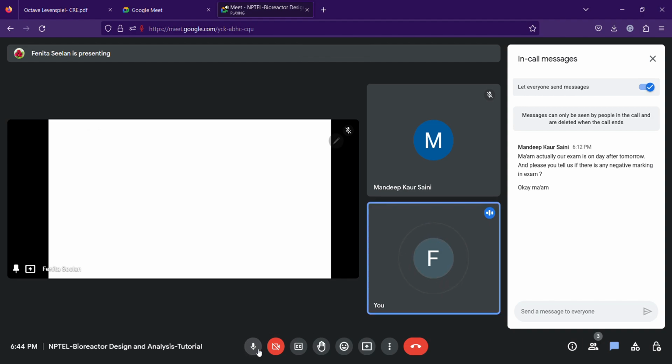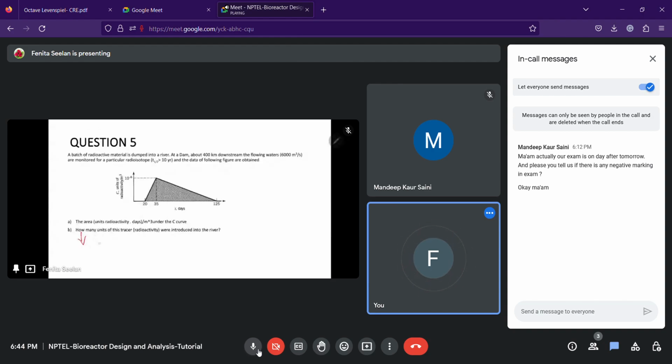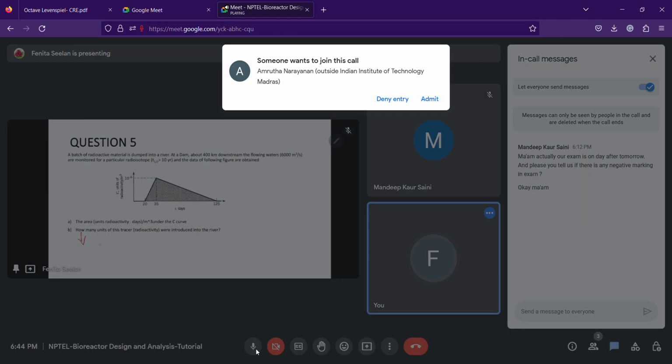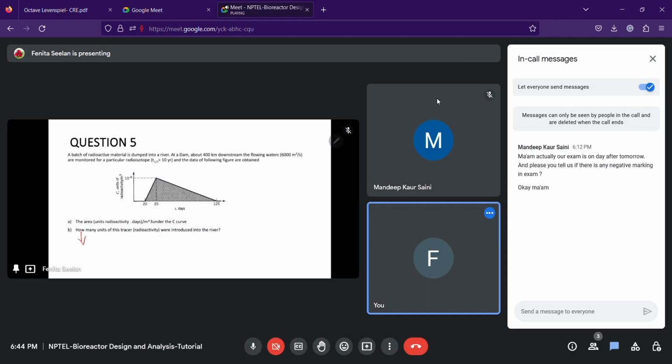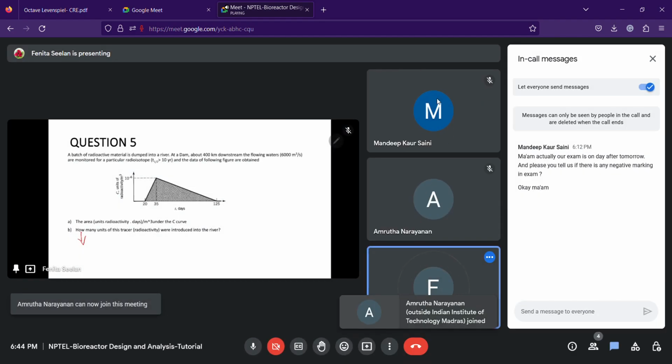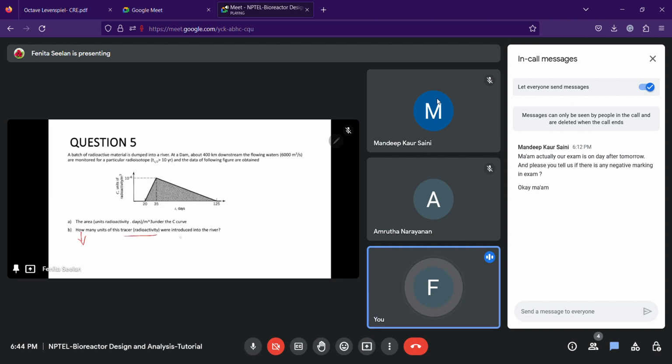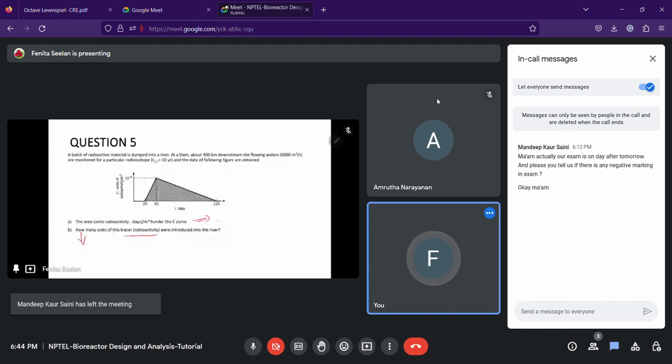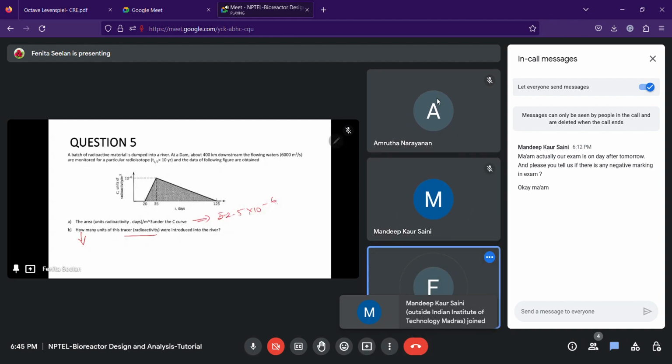So the last question, I got confused, so I'll rewrite it again. How many units of the tracer radioactivity were introduced into the river? We just found that the area of the radioactivity per meter cube is around 52.5 into 10 power of minus 6, right? So the unit will be radioactivity days per meter cube. So from this we can actually calculate this. How? You know the area under the curve.